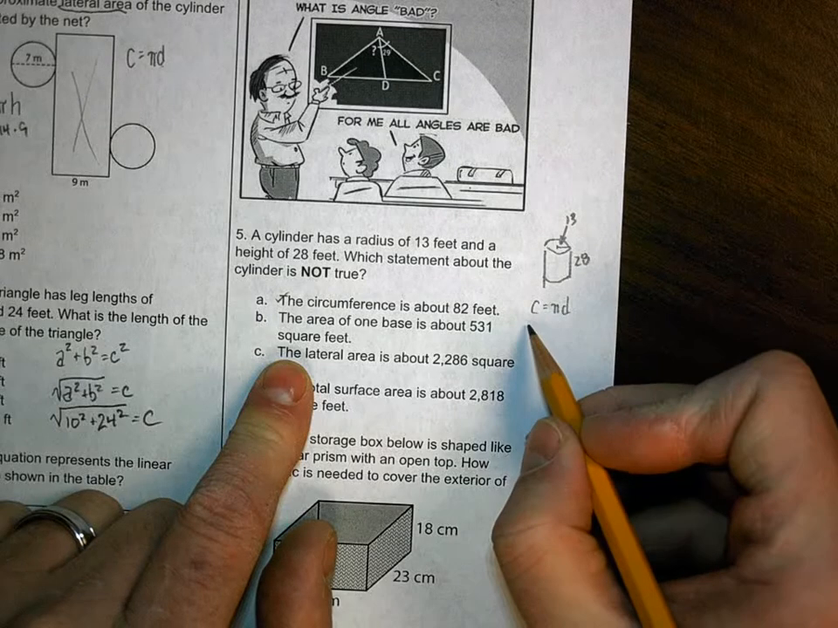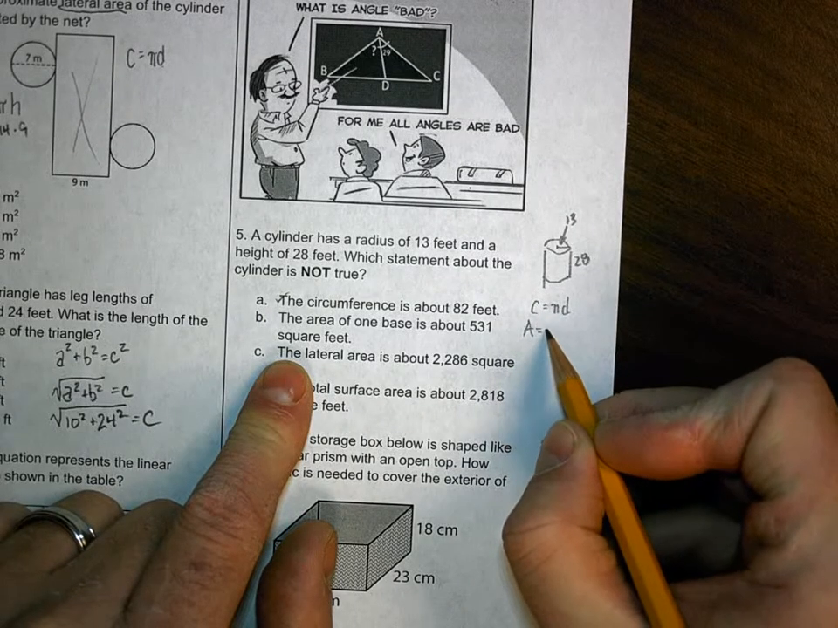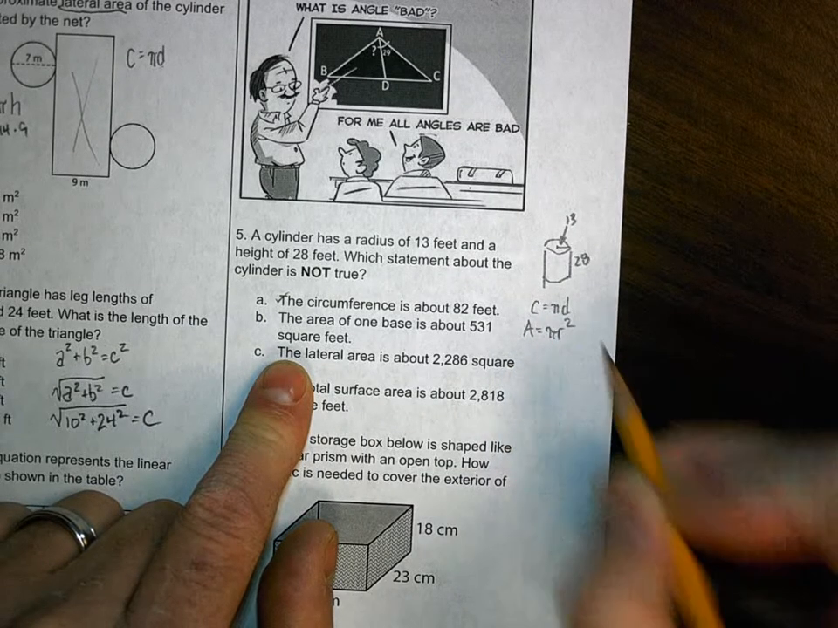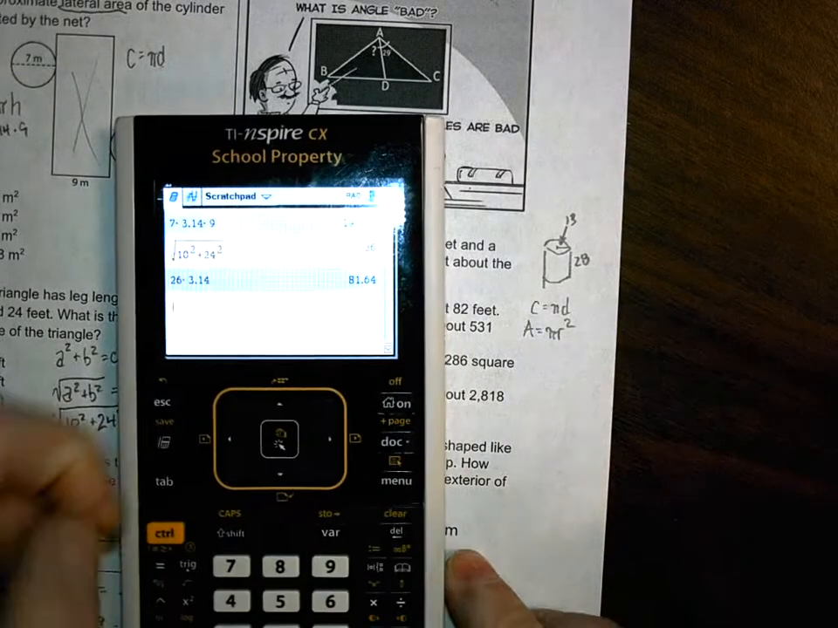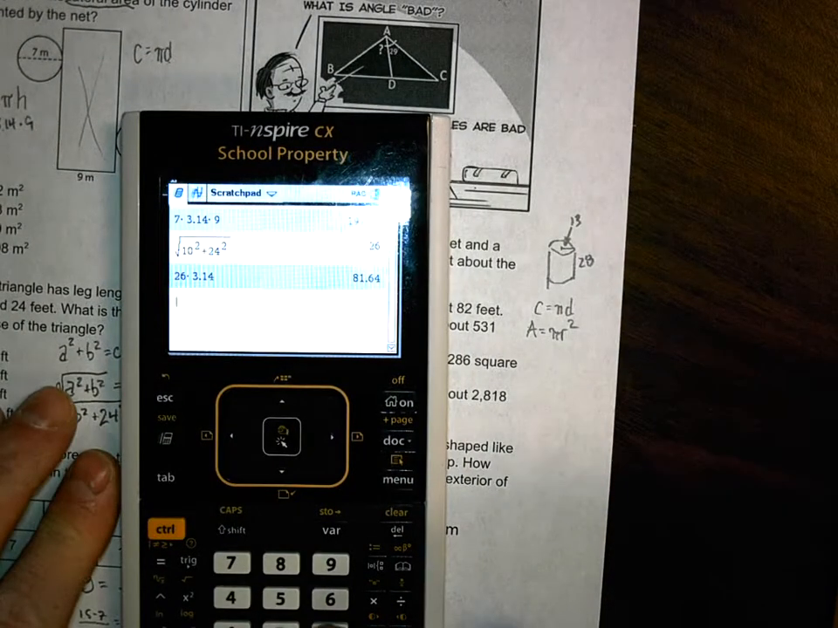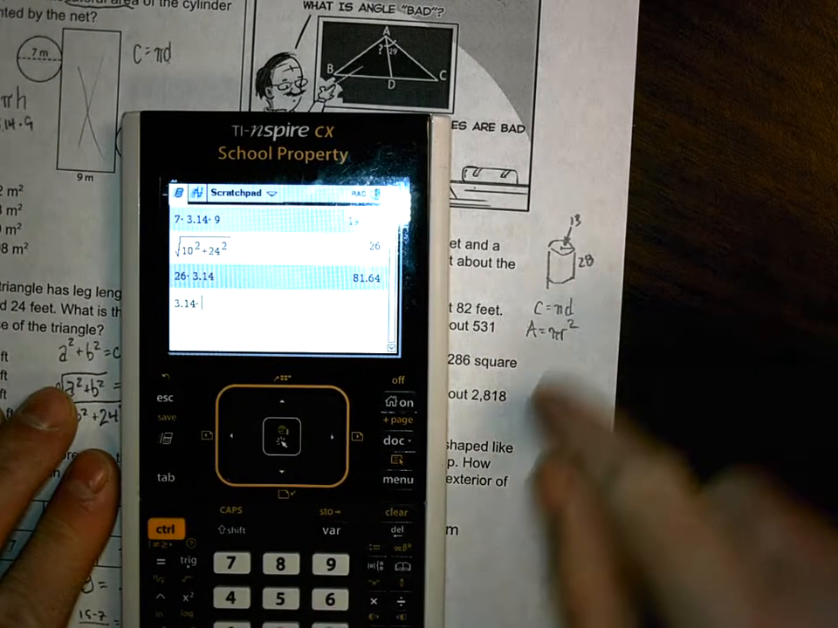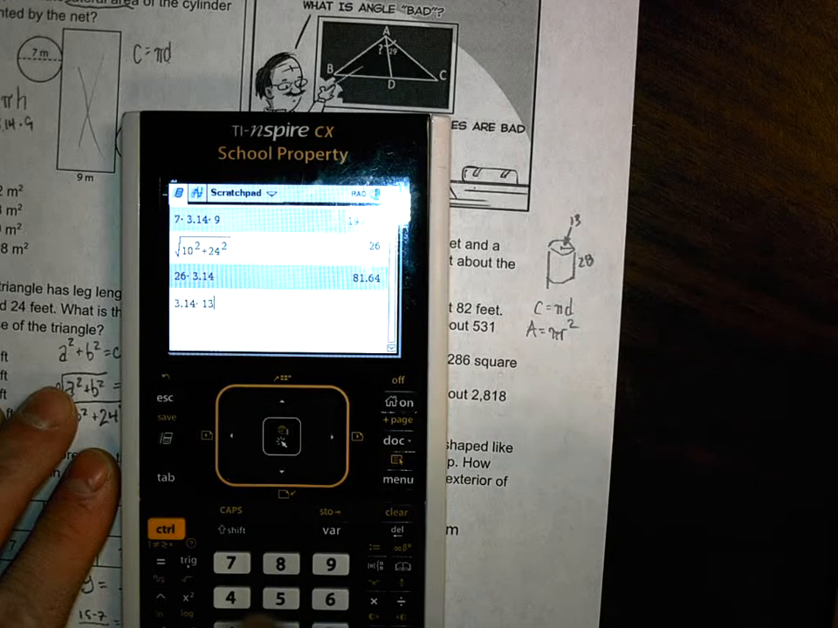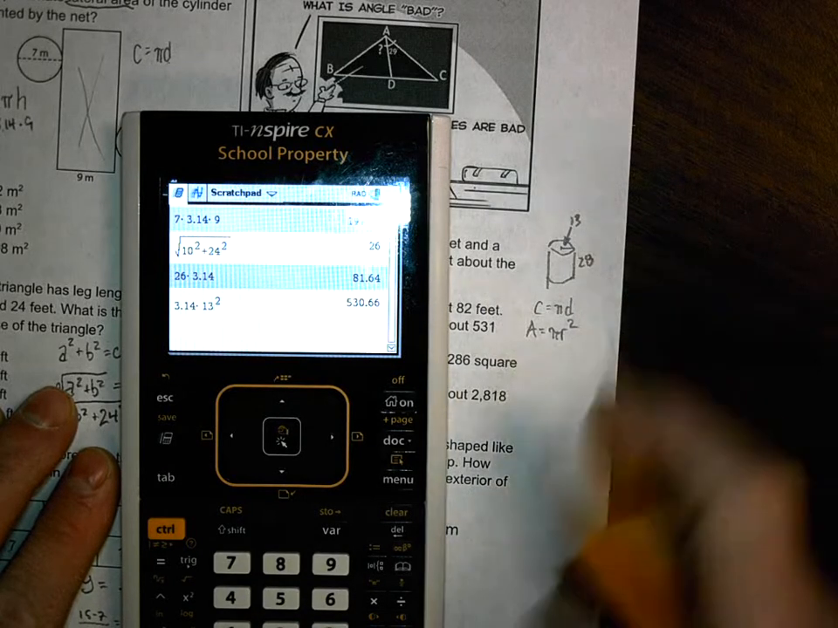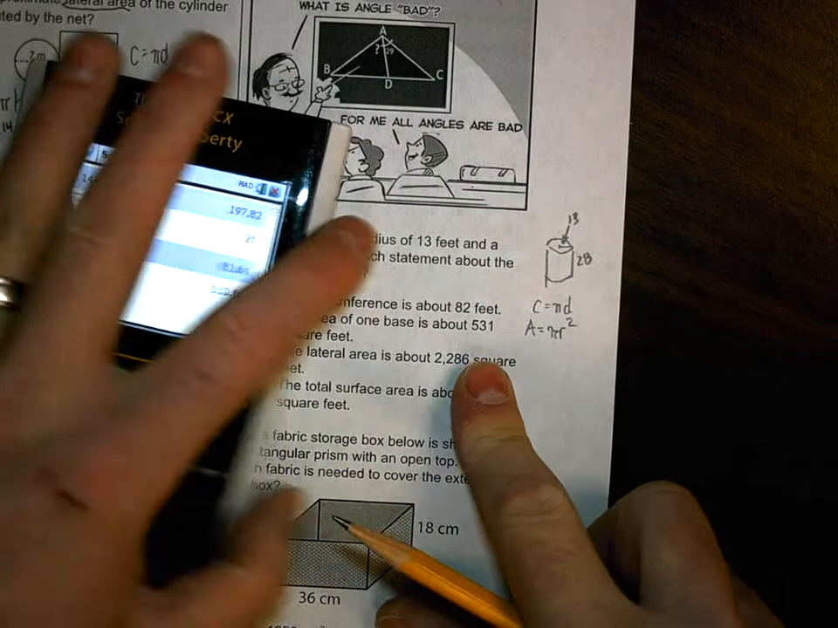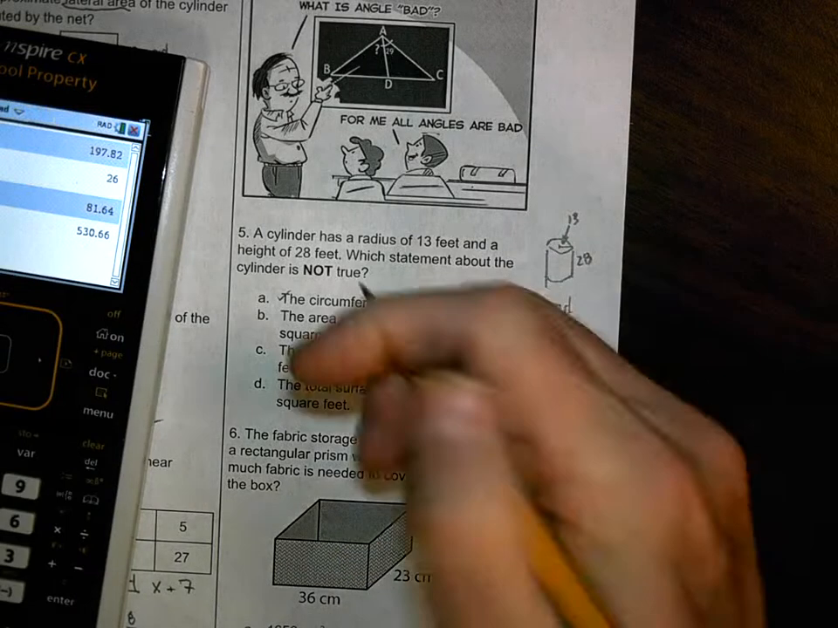Well, area equals pi times r squared. So I can plug in pi is 3.14 times r is 13, so 13 squared, and that equals 530.66, which is about 531, so that one is true.